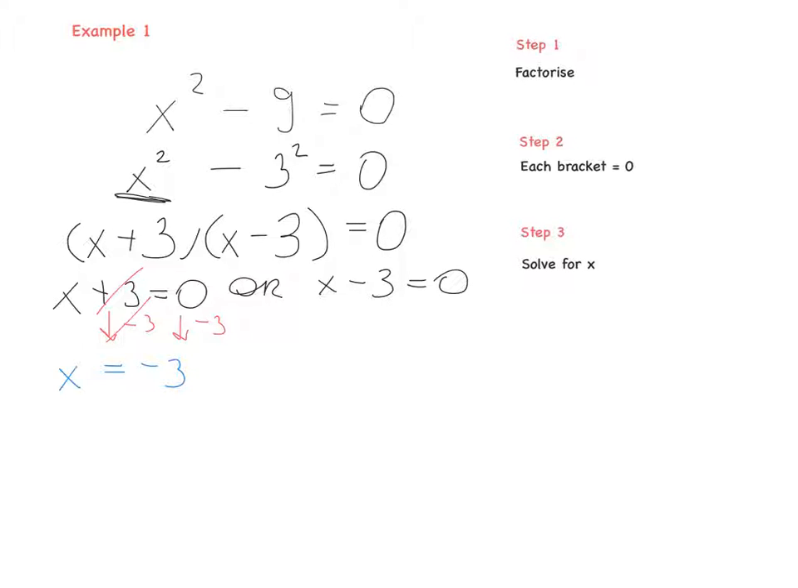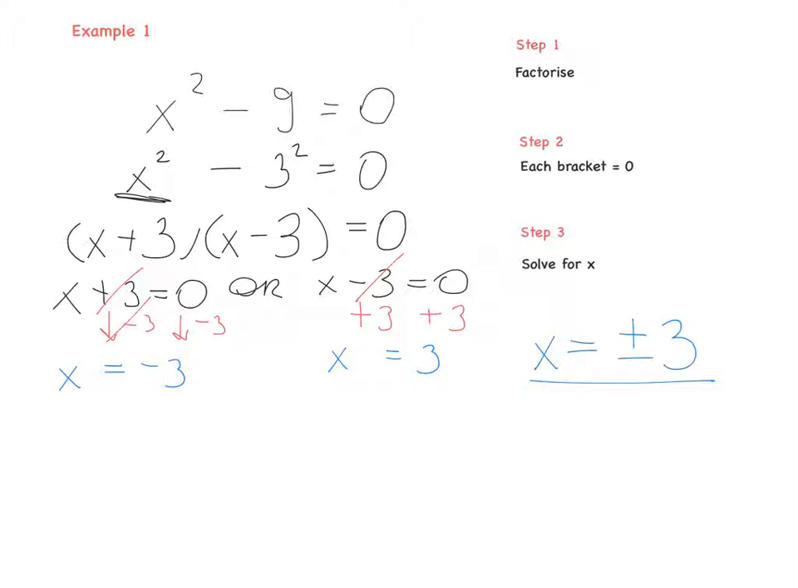And the same for the next one. If we want to cancel it out, we need to add 3 and add 3. Whatever we do on the left, we need to do the same on the right, okay? So x equals 3. So we have minus 3 or plus 3, and then we can also write it down as x equals plus or minus 3, okay? And this is the first method.